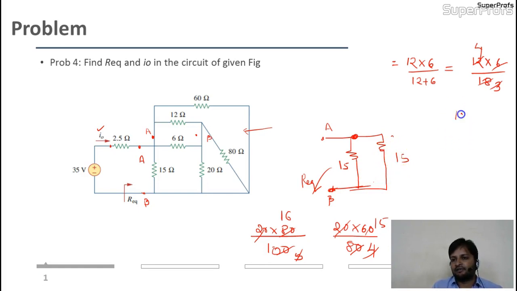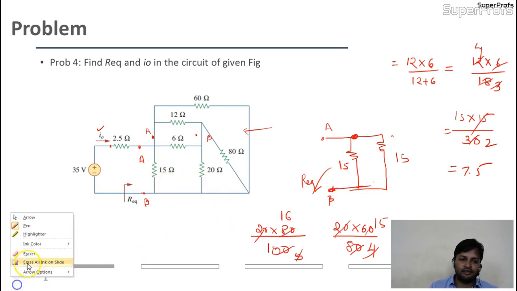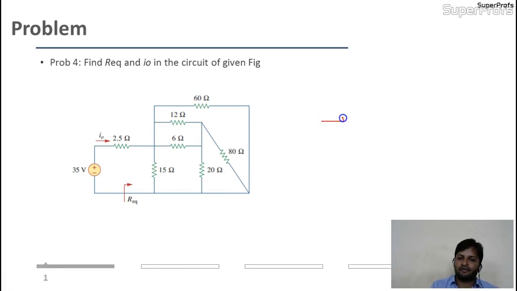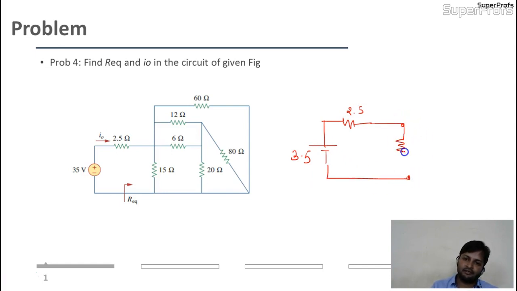So the combination of 15 into 15 divided by 15 plus 15, that is 15 divided by 2, 7.5. So the resultant of this circuit is 7.5. So the new circuit you have is, you are having 3.5, okay, fine. You are having 2.5. Here the resultant, or R equivalent, is 7.5.